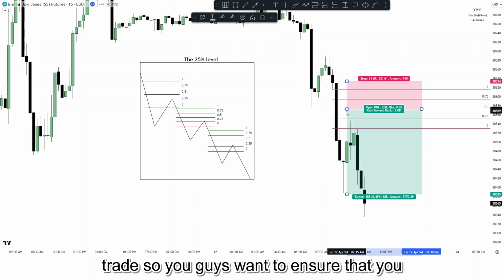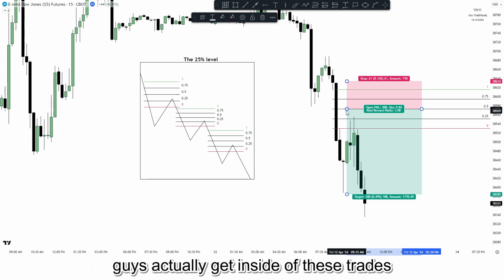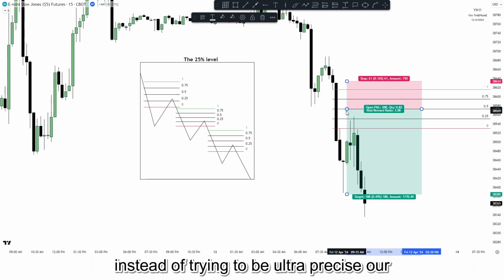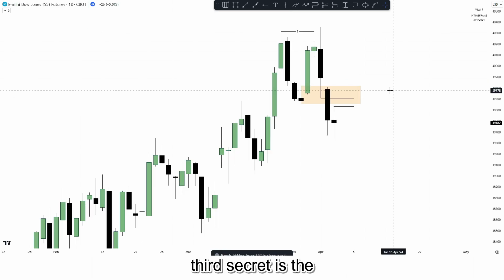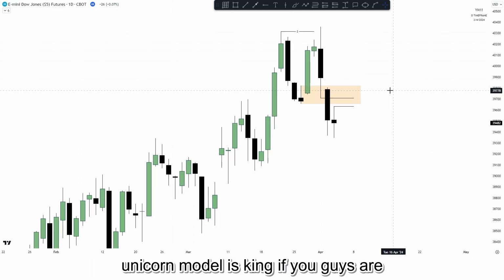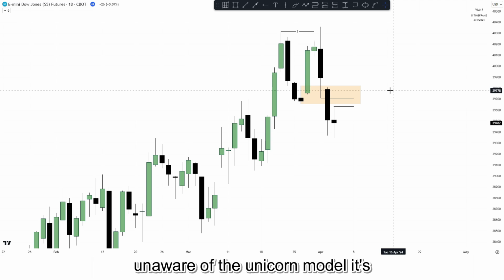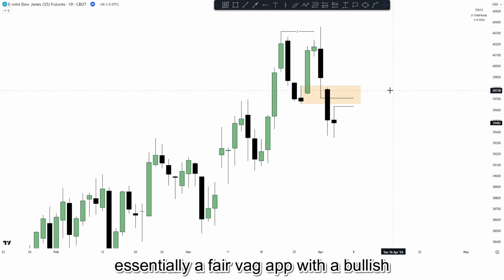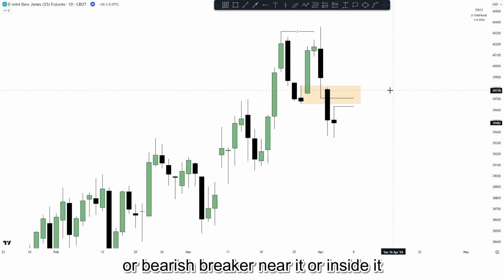So you guys want to ensure that you actually get inside of these trades instead of trying to be ultra precise. Our third secret is the unicorn model is king. If you guys are unaware of the unicorn model, it's essentially a fair value gap with a bullish or bearish breaker near it or inside it.